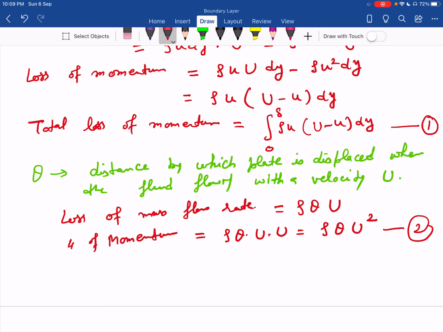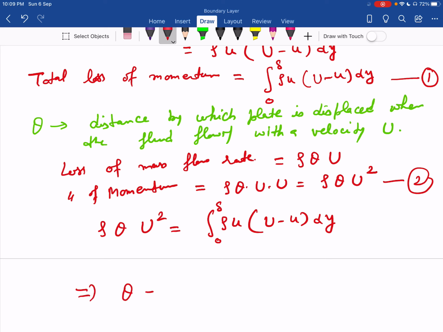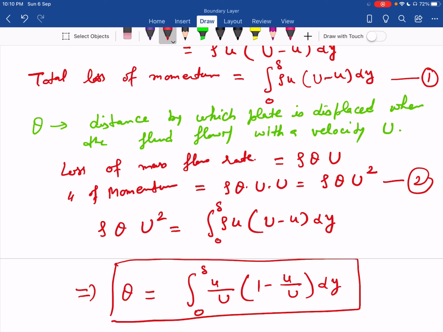So now equate equation 2 with equation number 1. So rho theta U square is equal to the integral of rho u (U minus u) dy, where y varies from 0 to delta. So from here you can calculate theta, that is the integral of small u upon capital U, into 1 minus u upon capital U, into dy, where y varies from 0 to delta. This is the formula for momentum thickness.